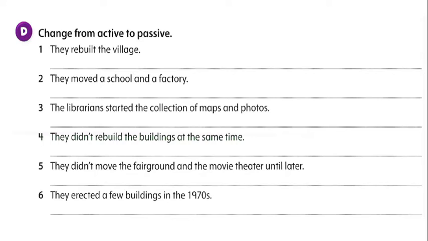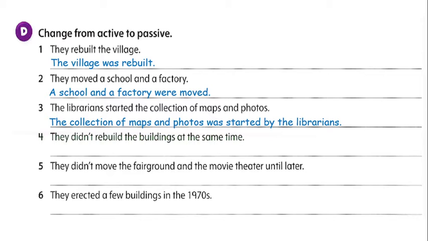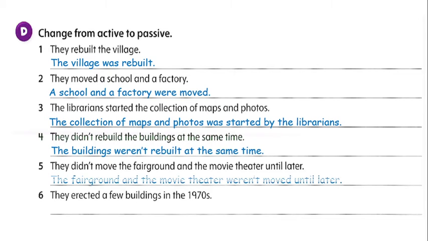Now let's go to the next. Change from active to passive. They rebuilt the village. The village was rebuilt. They moved the school and factory. A school and factory were moved. The collection of maps and photos was started by the librarians. Number four, the buildings were rebuilt at the same time. Number five, the fairground and the movie theater weren't moved until later. Number six, a few buildings were erected in the 1970s.